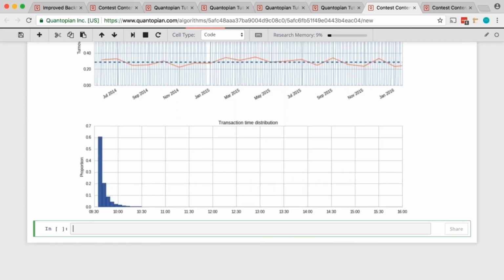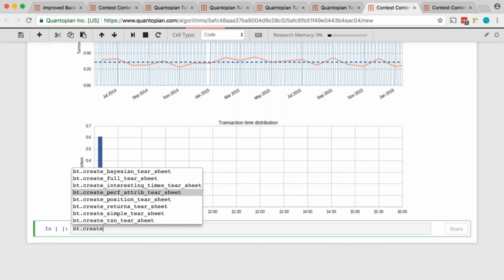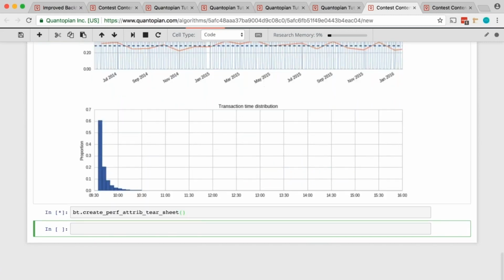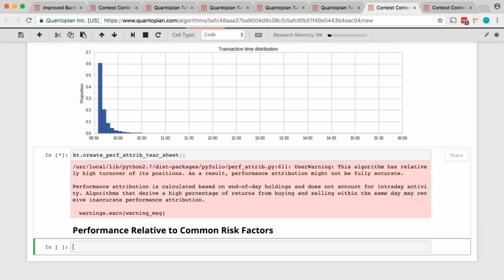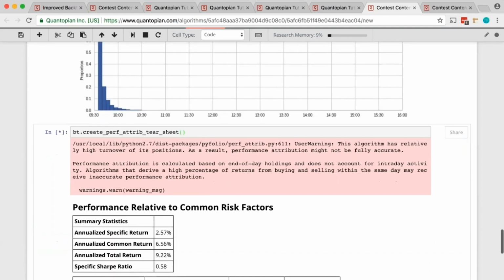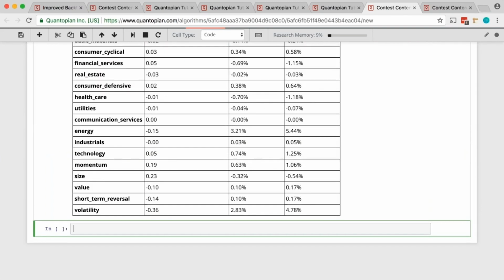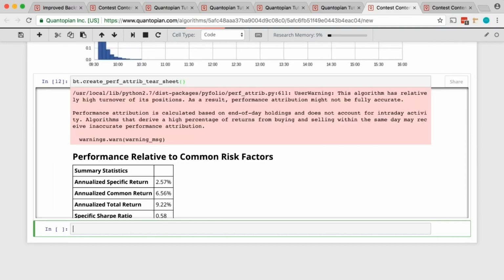If you want something that's a little more tailored to the risk model, you can also do create perf attrib tear sheet. This will give you something that plots your risk exposures and returns from each risk factor over time. So if you'd really like to drill into the risk model in more detail, this is a very good place to go. And if you like the full tear sheet and every single thing that's available, then we recommend running create full tear sheet.